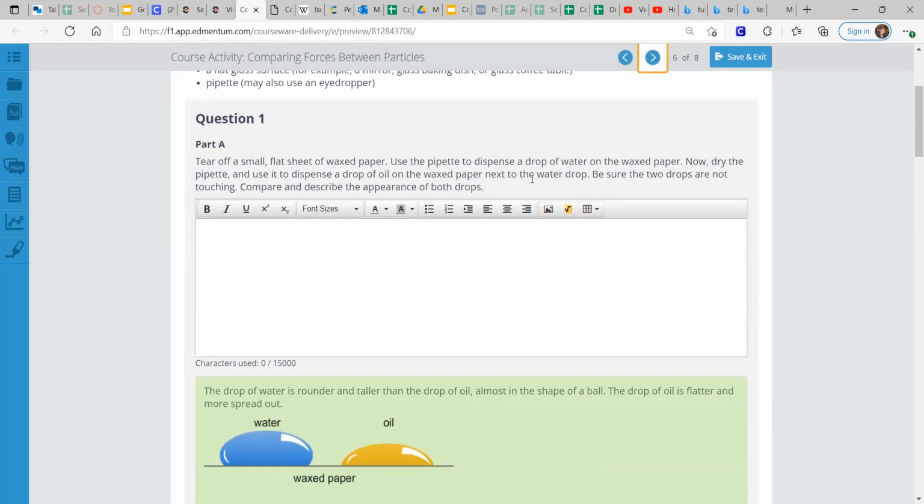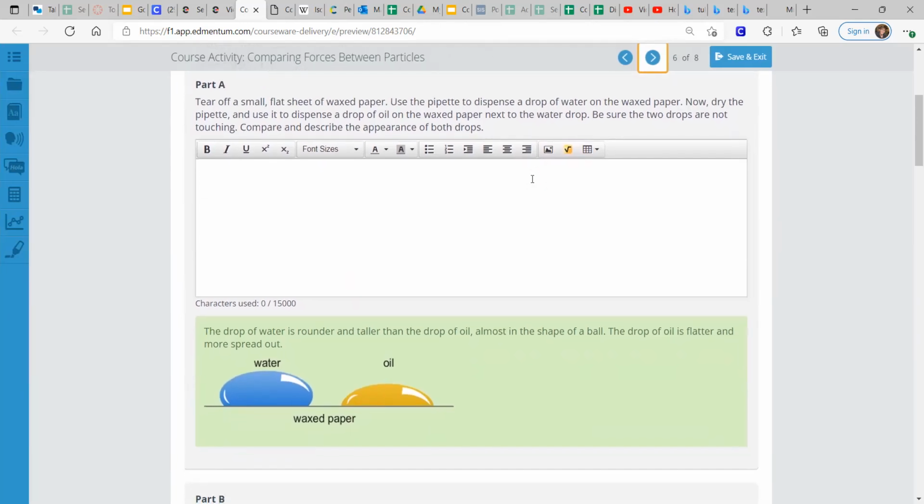Part A, tear off a small flat sheet of waxed paper. Use the pipette to dispense a drop of water on the waxed paper. Now dry the pipette and use it to dispense a drop of oil on the waxed paper next to the water drop. Be sure the two drops are not touching. Compare and describe the appearance of both drops.